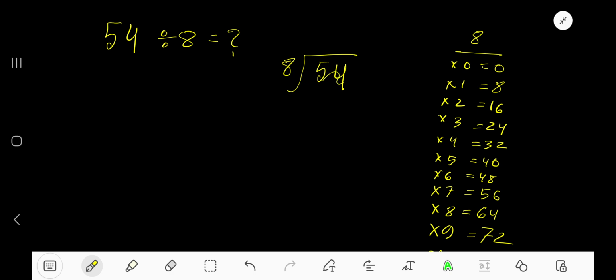8 goes into 5 how many times? 0 times, as 5 is less than 8. 0 times 8 is 0. Subtract from 5. Bring down this 4.